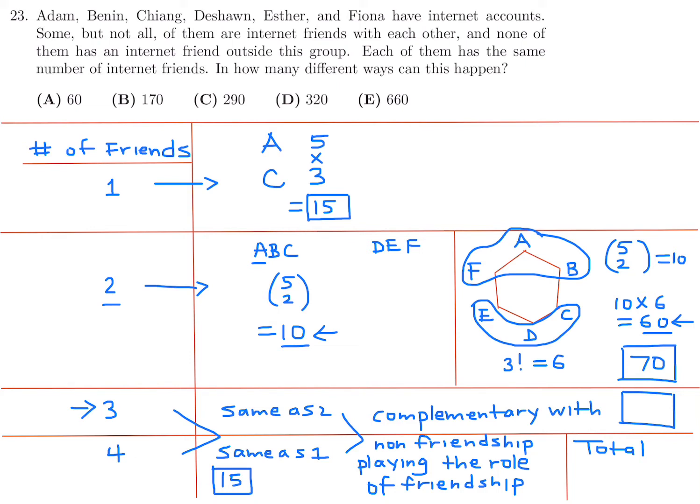And the scenario where each person has 3 friends, that's complementary to 2 friends, so that's also going to be 70. So the total number for this question is 15, 70, 70, and 15, which is 140 plus 30, which is 170. And therefore, number 23, the answer is B.